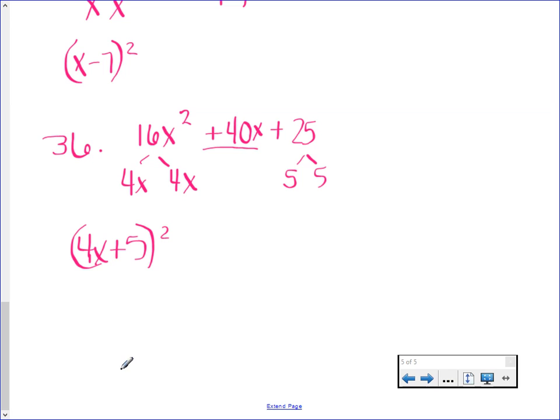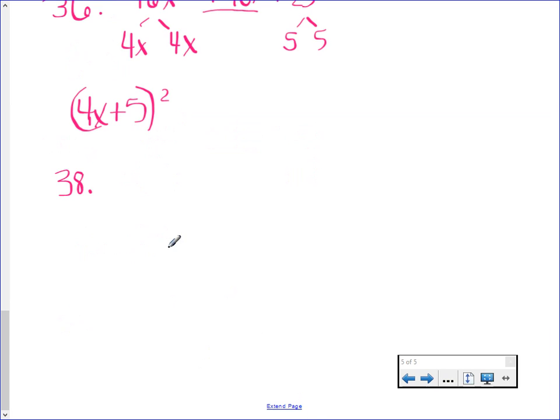And then 38 is the difference of two squares. I know this because there's only two terms in the problem, but this one is weird because it has an x squared and a y squared. So you've got 16x squared, which is a perfect square. You can factor it like that. And 81y squared is still a perfect square.